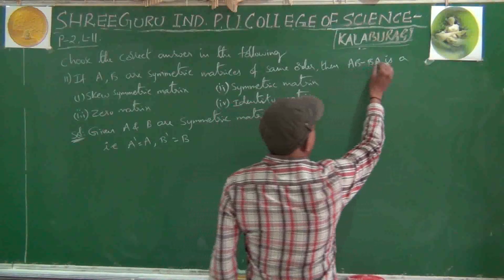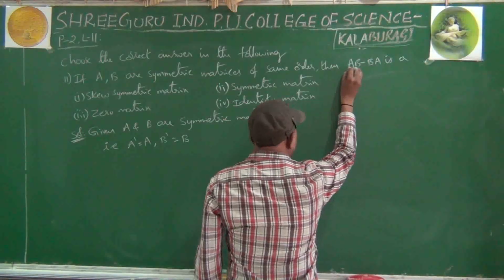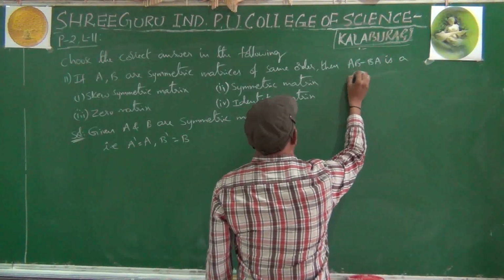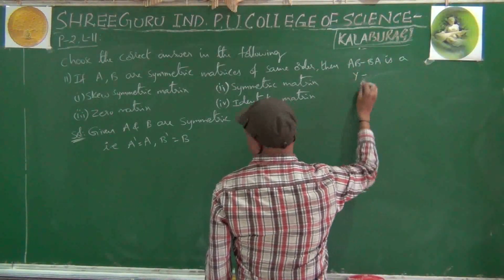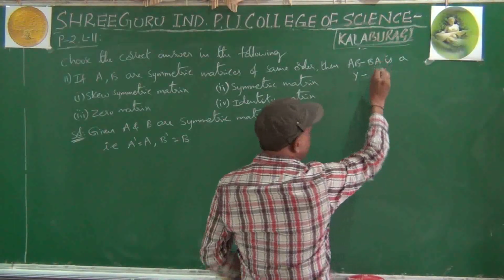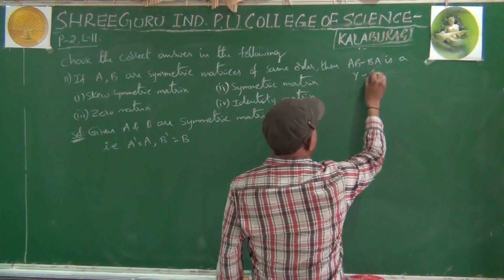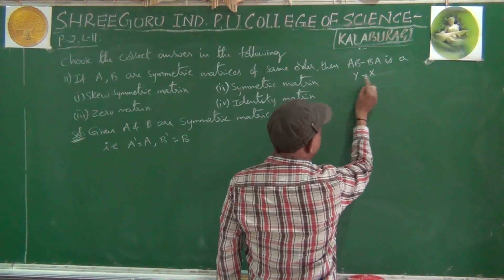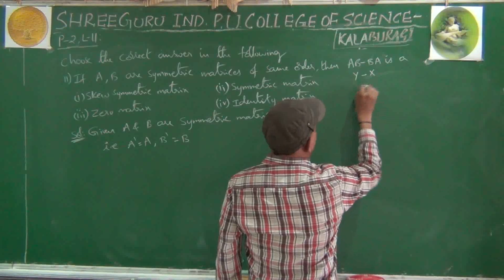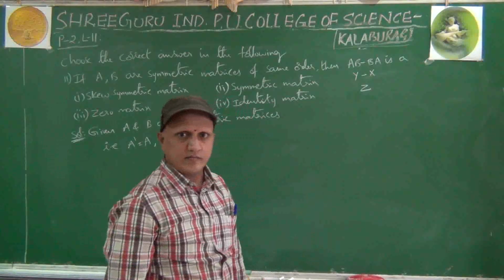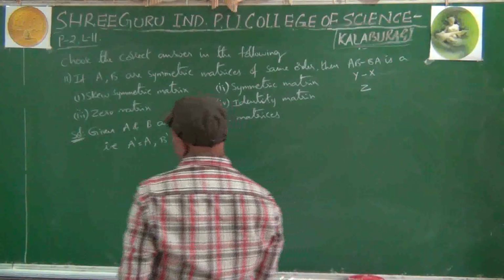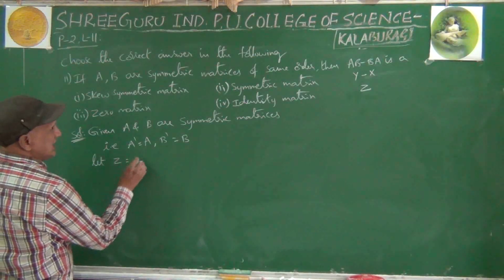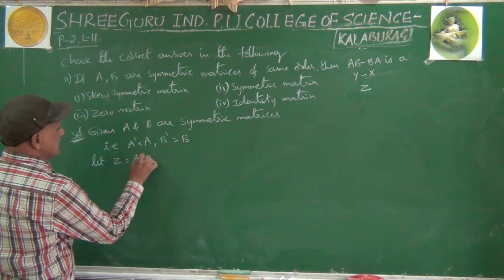For example, AB minus BA. A is one matrix, B is one matrix. Product of these two, another matrix. B is one matrix, A is one matrix. Product of these two, another matrix. This is one matrix, this is one matrix. Subtraction of these two, another matrix. Right? Let Z equal to AB minus BA.